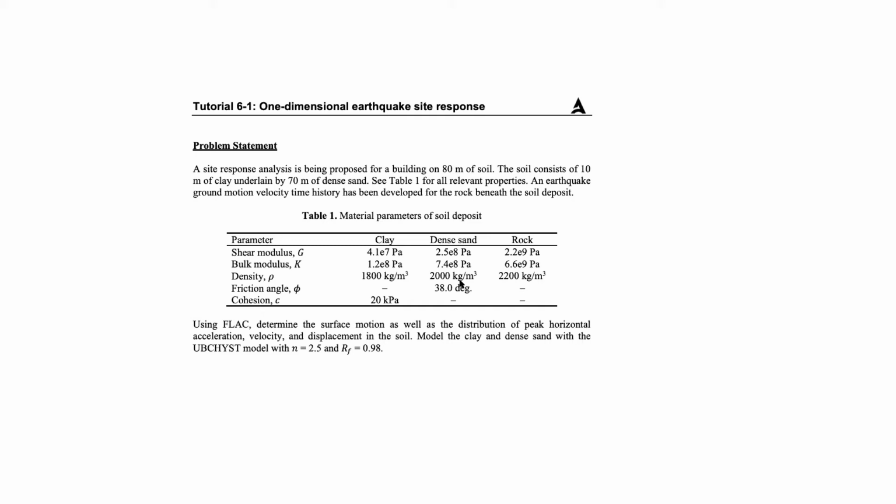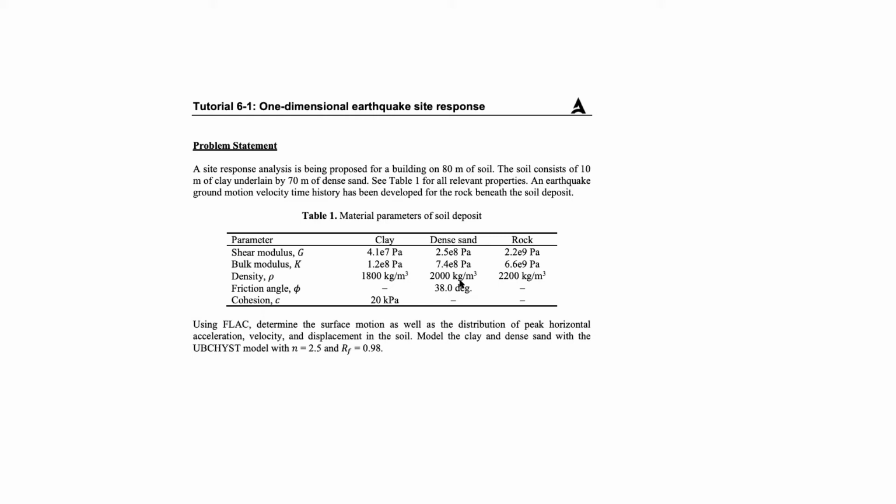A lot of the values have been quite simplified so that we're focusing on the process in FLAC and not on material interpretation. An earthquake ground motion velocity time history has been developed. In fact, I've given you acceleration, velocity, and displacement for the rock, so at depth. So that part has also been simplified. Using FLAC, determine the surface motion as well as the distribution of peak horizontal acceleration, velocity, and displacement.